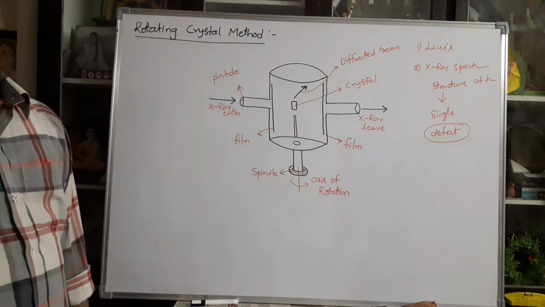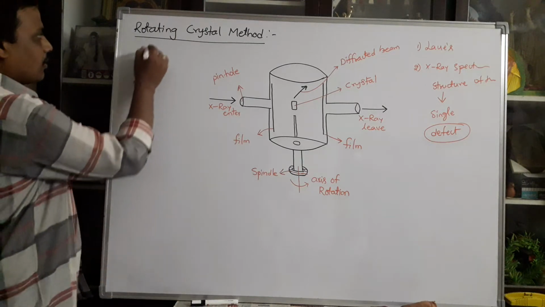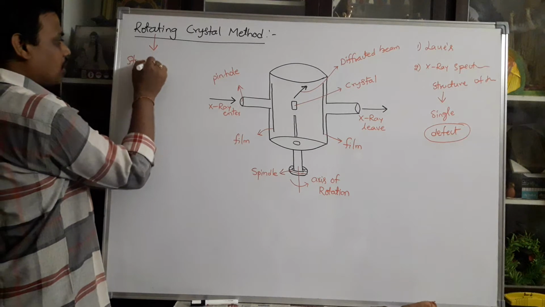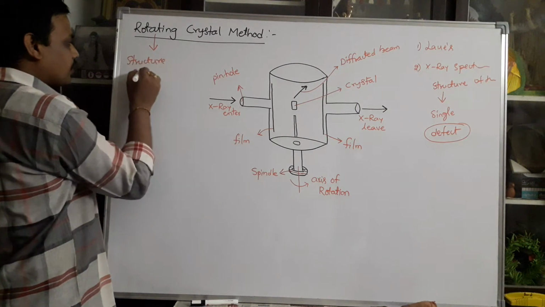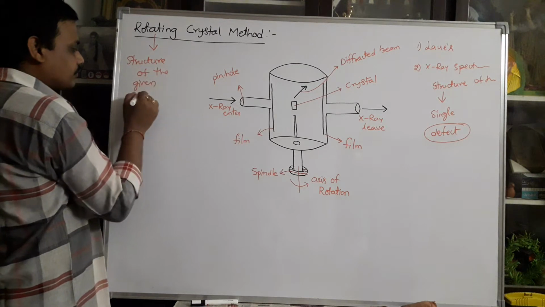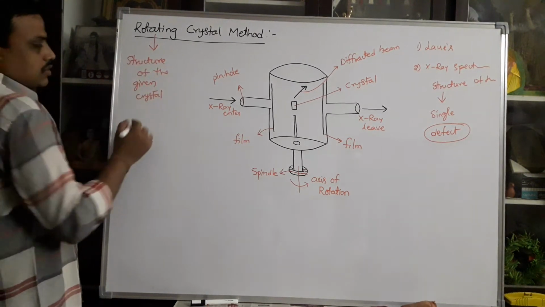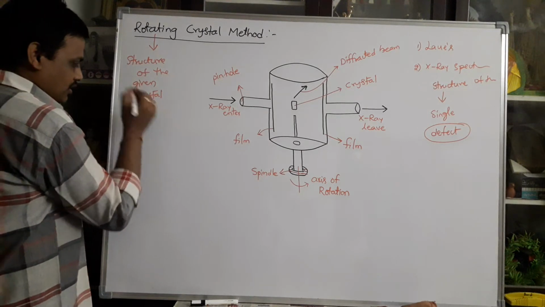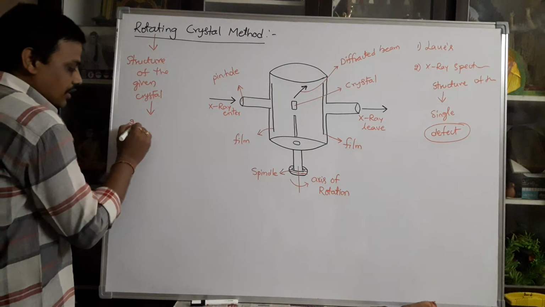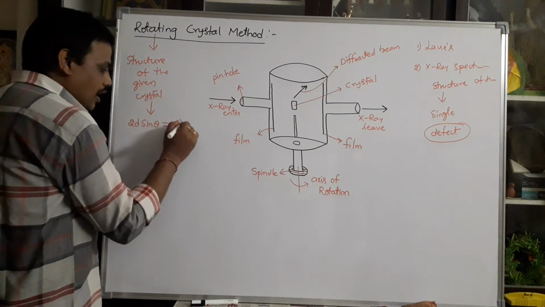Rotating crystal method. This rotating crystal method is used to determine the structure of the given crystal. The structure of the given crystal can be determined by using Bragg's condition, nothing but 2d sin theta is equal to n lambda, no doubt.